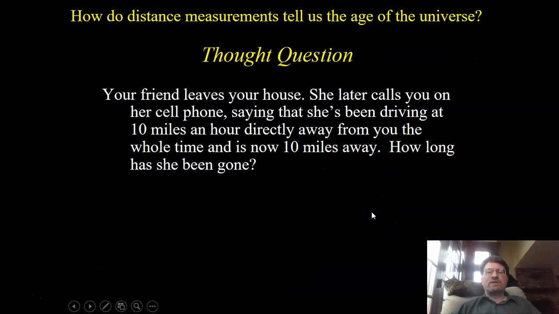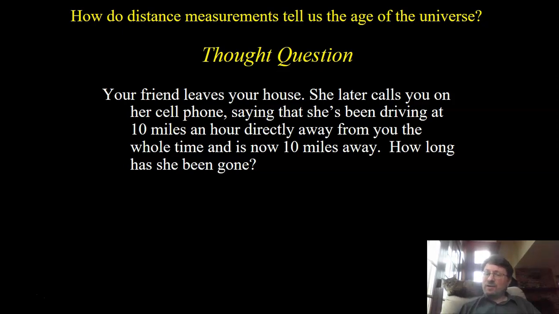Okay, here's a thought question for you. There'll be a few of them, a sequence of them, and I will use them to connect to how we can estimate the age of the universe based on our measurements of the expansion of the universe at the current moment. So let's say that your friend leaves your house and she later calls you by her cell phone saying that she's been driving away at 10 miles per hour directly away from you for the whole time, and she's now 10 miles away. How long has she been gone?